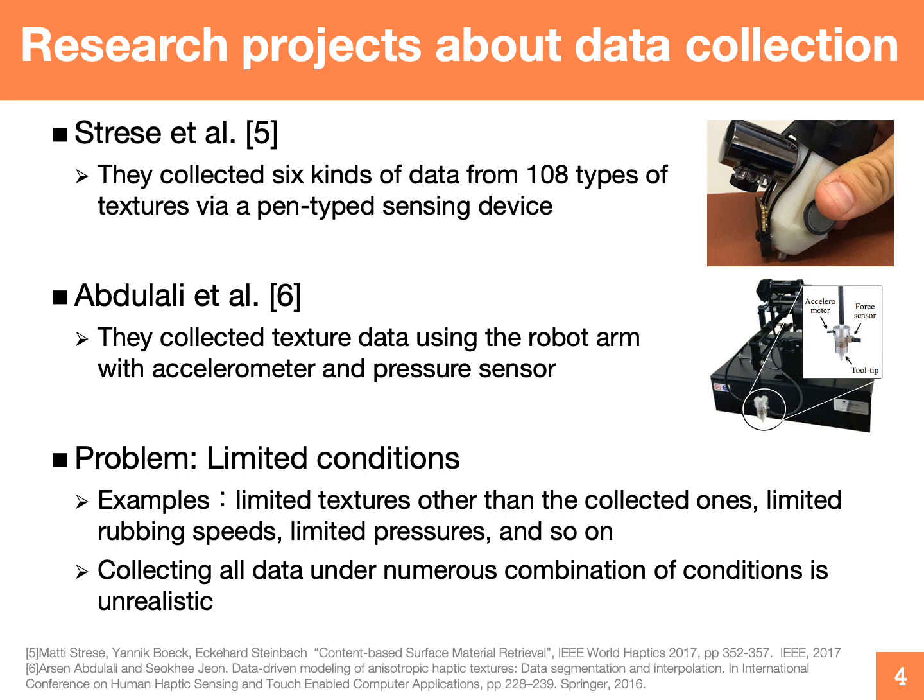Some research projects are carried out for collecting the data from real objects. For example, Swiss et al. collected 6 types of data for about 100 types of textures via pen-type sensing device. And Adbrail et al. made a device that had an accelerometer and pressure sensor, and they collected data about the surface of the textures using the robot and with the device. These projects collected a lot of types of data and various kinds of conditions.